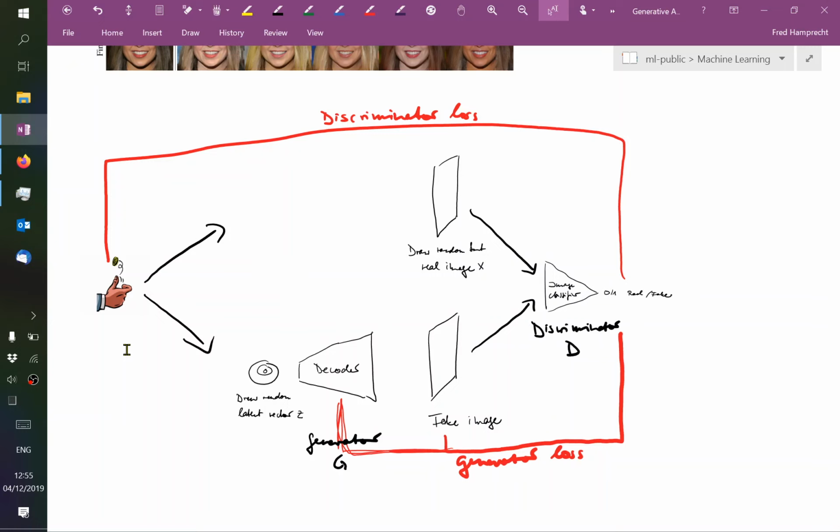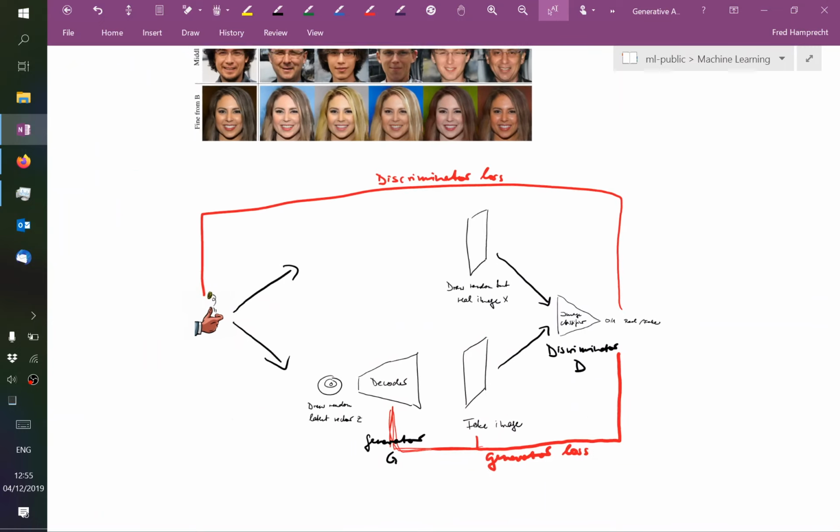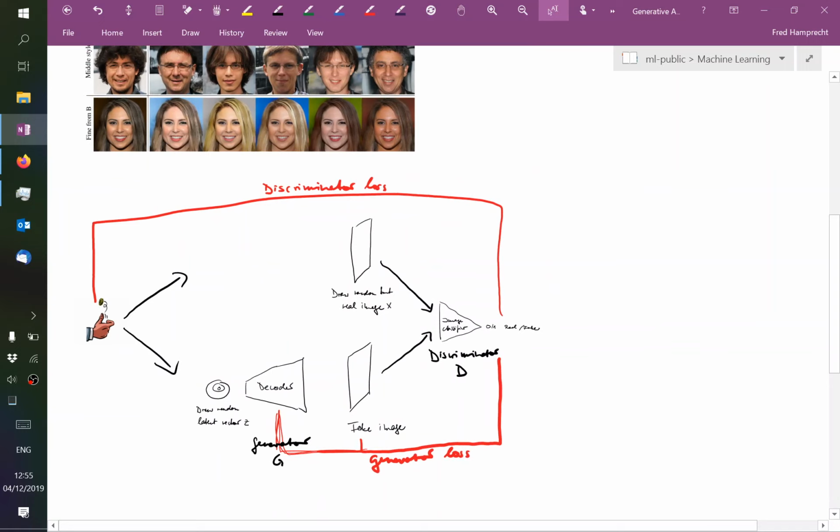All right, and now you train these two alternatingly, and in principle both get better and better. And in principle, at the end, you can just draw samples from this, let's say, Gaussian distribution and get pretty realistic looking images. In principle. In practice, the thing is terribly hard to train.